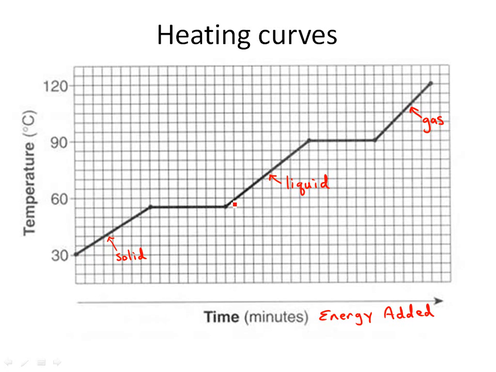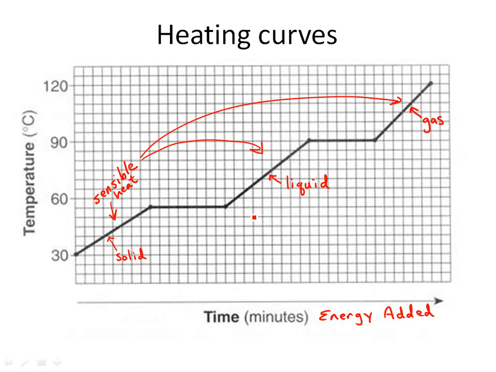Now if you remember from our previous discussion, when we are heating it and it's just changing temperature, we call that sensible heat. So the regions on this graph where we have an increase in temperature as we are adding energy, those are areas where we have sensible heat involved. Okay, so what's going on in the flat portions?